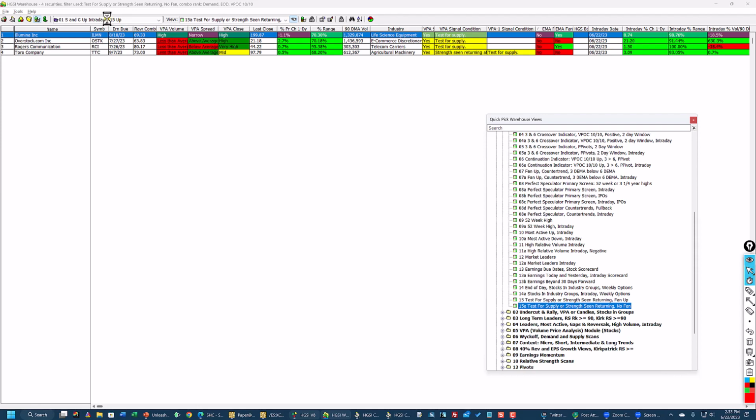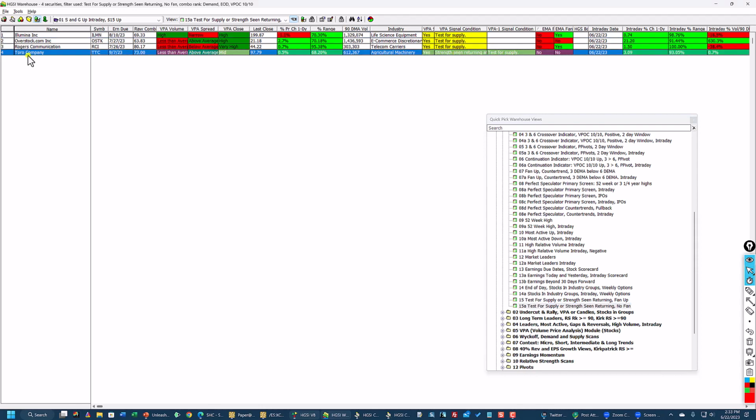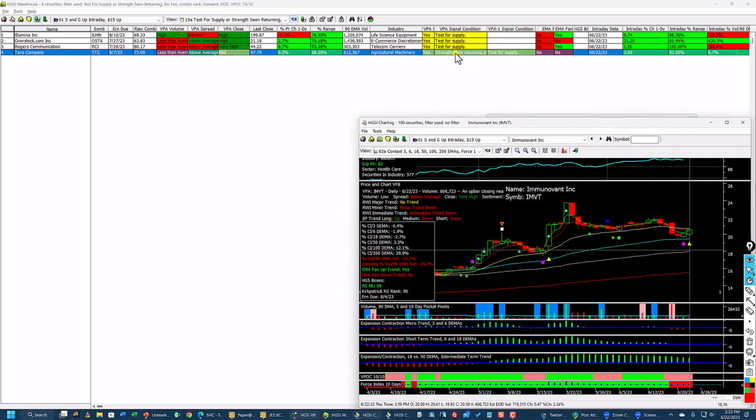These, we know these are up because once again I'm still prospecting in that same group, and these all showed a test for supply yesterday or a strength seen returning. Now this Toro company, a well-known company, 2 days ago shows a test for supply and strength seen returning yesterday. Let's look at it.